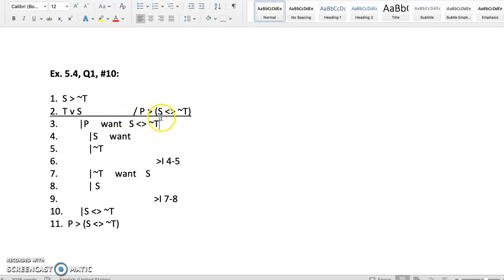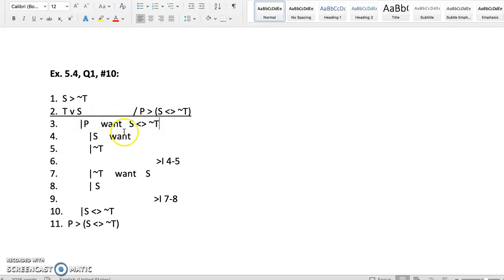Once you get this, the subderivation ends. So you can see down here when we get S biconditional not T, that's the last line of this subderivation that starts with P, all right? And then after that, we move back to the original indent line. So this is just telling us what we want. It's not a premise that we have to work with.